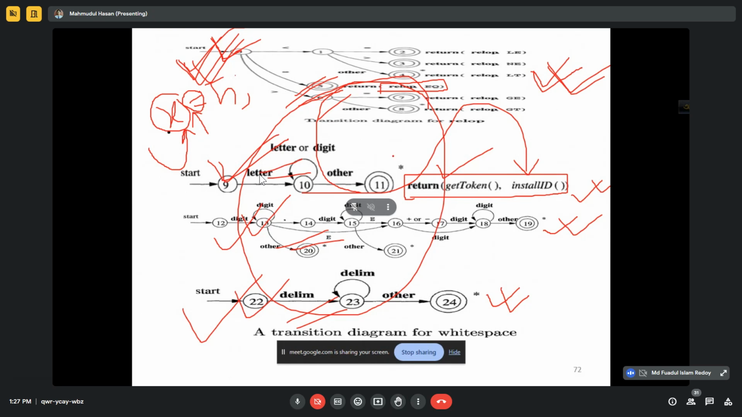Like suppose this one, for our transition diagram, this one is equal, because here we consider this one as equal. Normally in C this one is assignment, but in discussing this course I said that here we consider this one as equal.